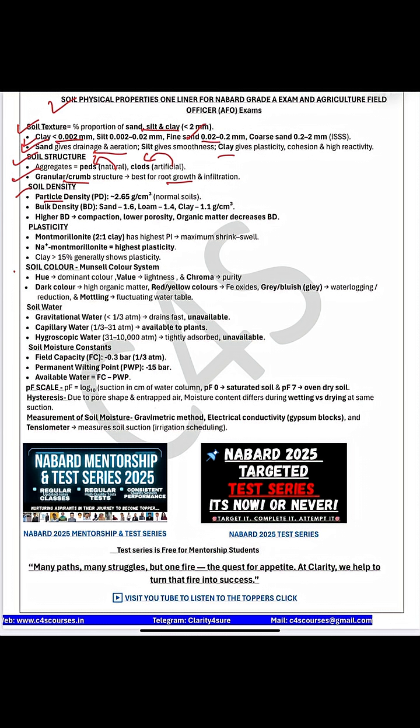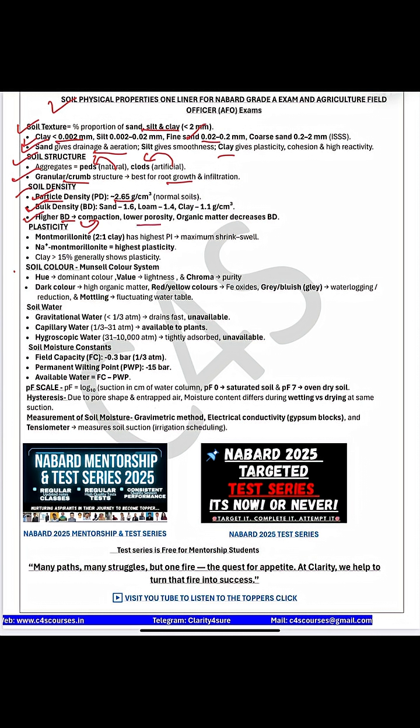Next is soil density. We have two: particle density and bulk density. Particle density, we just study the individual soil particle, and the PD value for normal soil is 2.65. And bulk density, we consider both solid soil particles and the pore space.